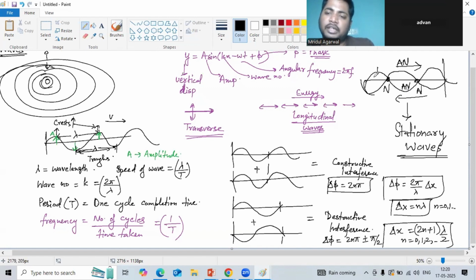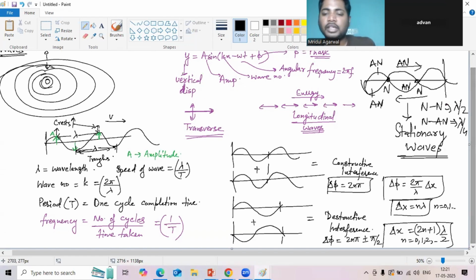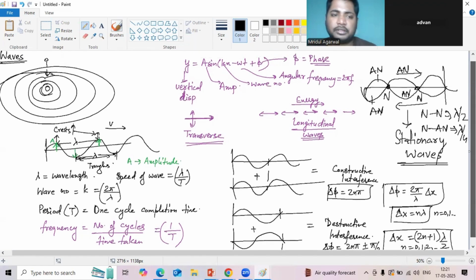This is your antinode. Remember that the distance between node and node is always lambda by 2, while the distance between node and antinode is always lambda by 4. So this is the part that you should remember about waves.